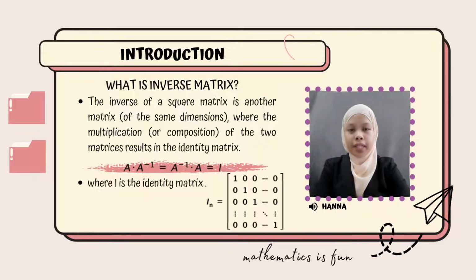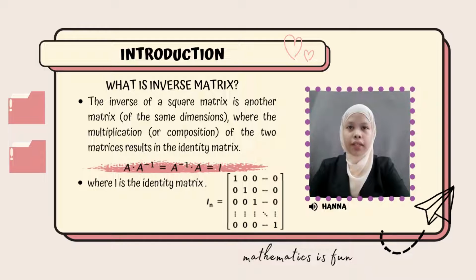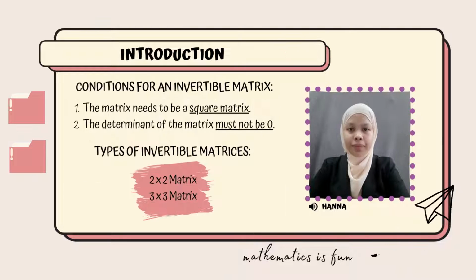In this video, we will discuss and explain the inverse matrix. The inverse matrix is defined for a square matrix as another matrix where the multiplication of the two matrices results in the identity matrix. Also note that the identity matrix is a square matrix in which all the elements of the principal diagonal are ones and all other elements are zeros.